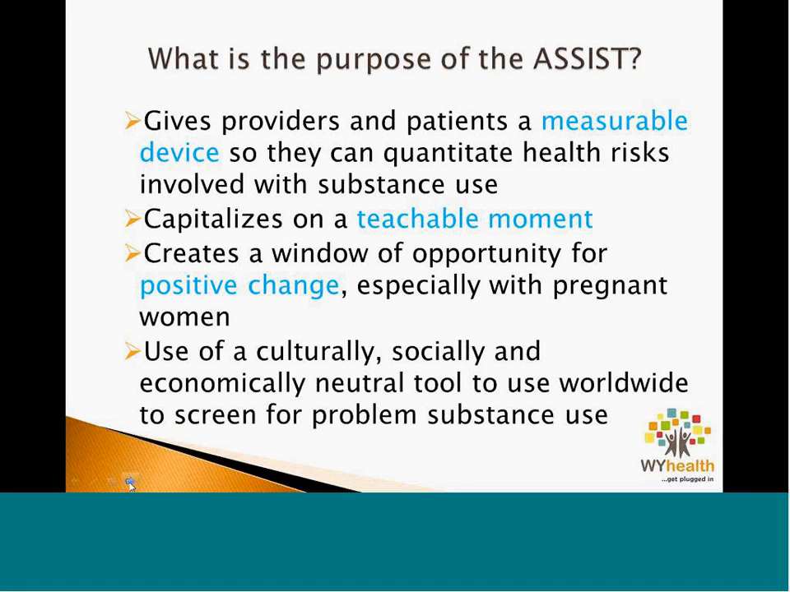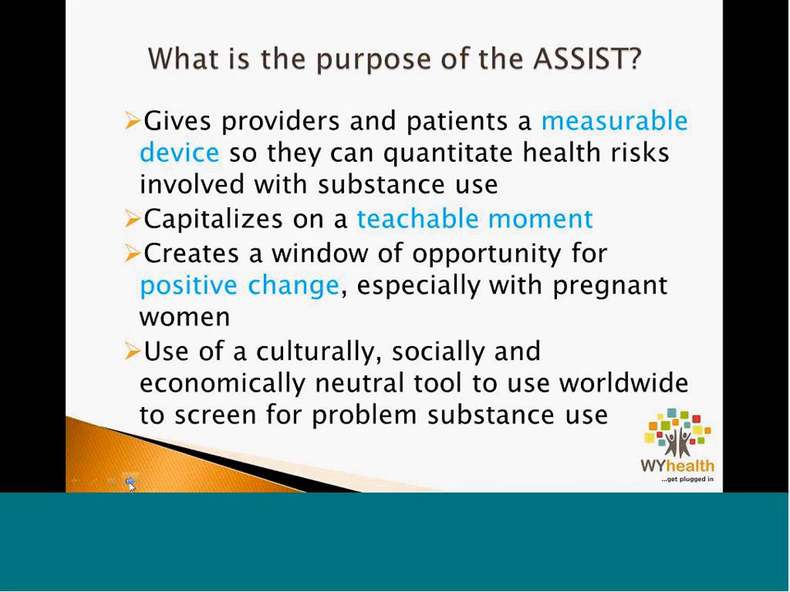A benefit of the Assist screening tool is that it gives both providers and patients a measurable device so that they can quantify the health risks that are involved with substance use. This is important because now when the Assist questions are asked and a score is given, this score can indicate to the patient whether they are over and above the usual limits for substance use. It's no longer the provider pointing a finger. The number is actually giving that indicator to the patient.